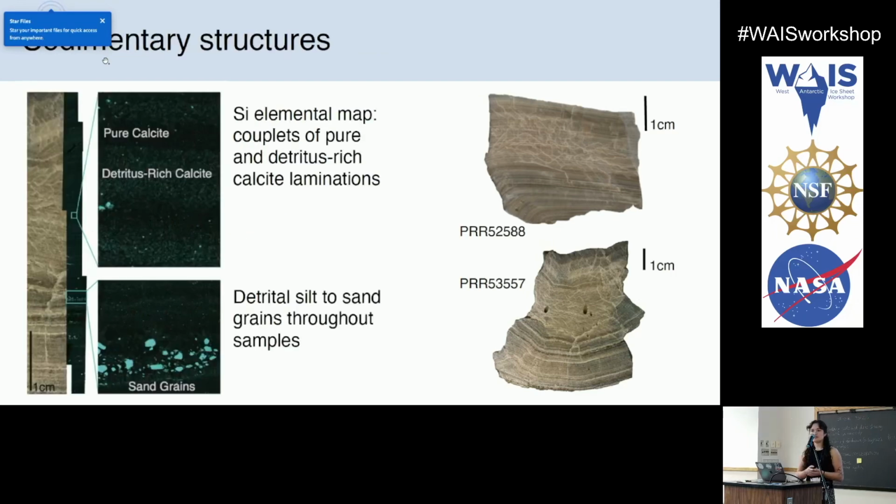So just to give you a little picture about what these samples are made of. Like I said before, they're very finely laminated layers of calcite, and on the left you can see that there are detritus-rich calcite layers with the brighter blue layers, and then pure calcite or detritus-poor calcite, which you can see in the darker layers. And lastly, there's detrital silt to sand-sized grains occurring throughout these samples, which you can see by the bright blue grains.